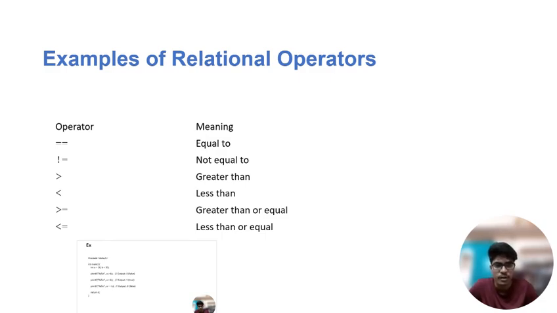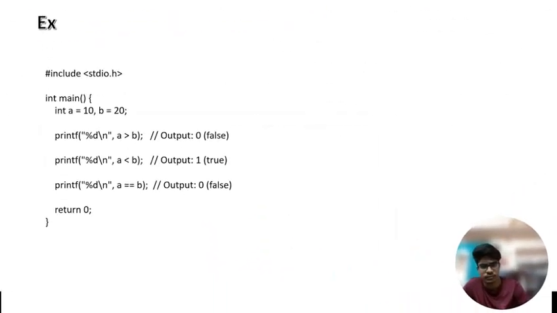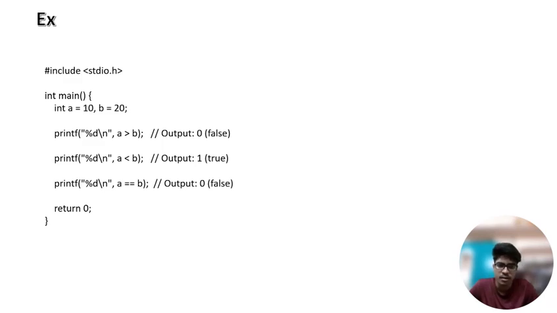Double equals to, meaning equal to, not equal to, greater than, less than, greater than or equal to, less than or equal to. We can see example code written in C using relational operators on two values. Here, if the given condition is true, it is represented as 1. If the given condition is false, it is represented as 0.